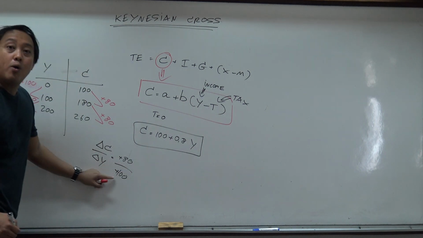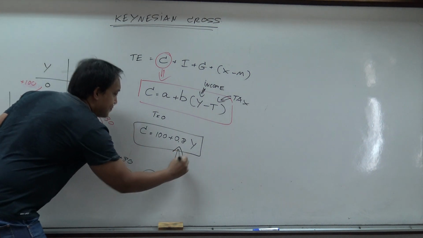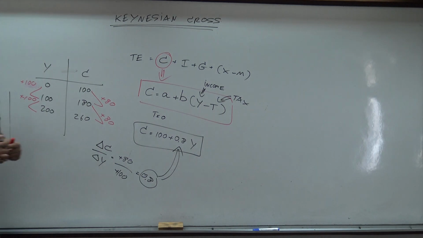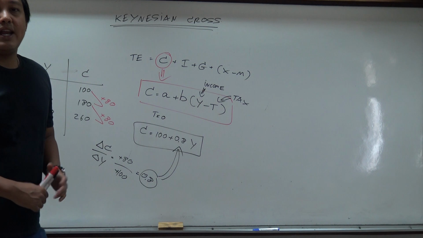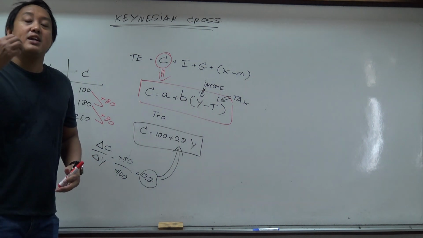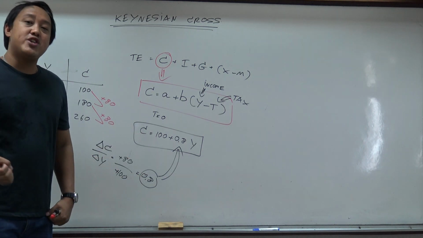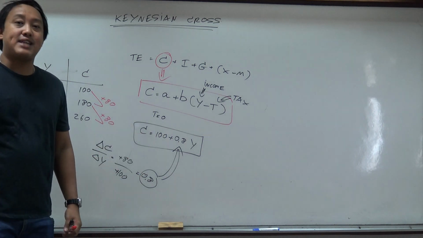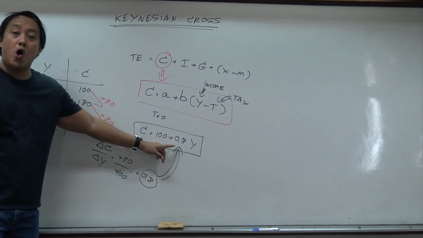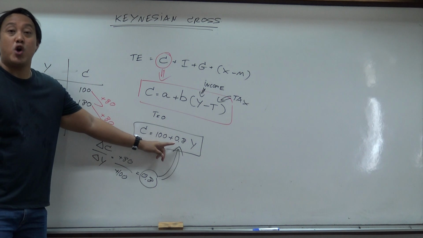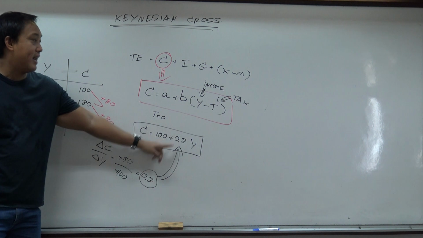So 80 over 100 equals 0.8. Okay, so the number 0.8 means that every time your income increases by 100%, consumption is going to increase by 80%. So this is showing the behavior of the people in your country. 0.8, or B.